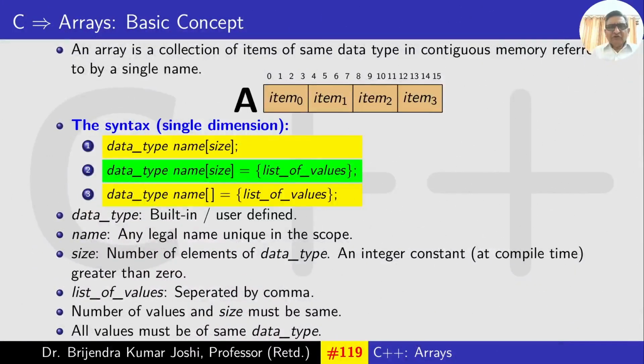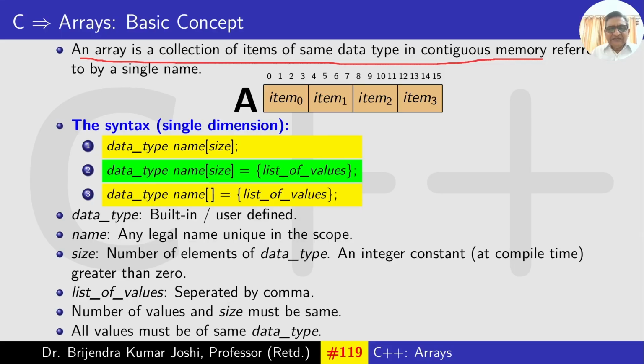So what is an array? An array is a collection of items of the same data type in contiguous memory space. And one thing more, the entire collection is referred to by a single name. So for example, here we have an array of 4 items of the same data type.